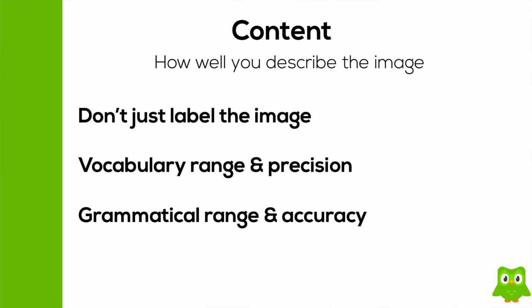Next, on the content section, we have vocabulary range and precision and grammatical range and accuracy. So for vocabulary range, do you use topic-related vocabulary, adverbs of place, and also descriptive adjectives? And do you use the correct grammar to describe the image? Of course, this is a test of your English ability, so it's not surprising that vocabulary and grammar are scored quite highly on this task.